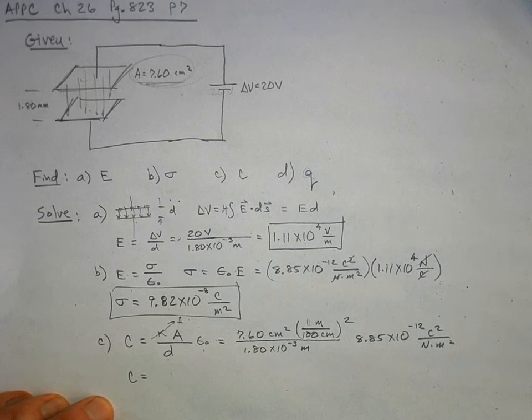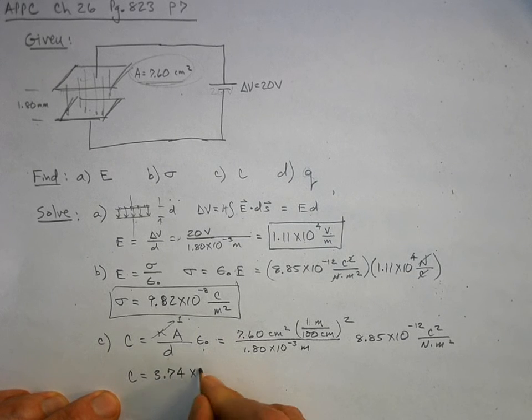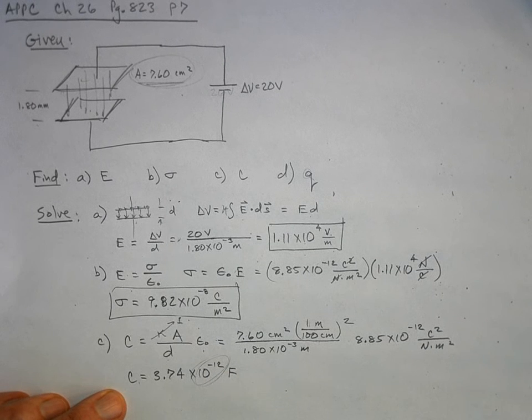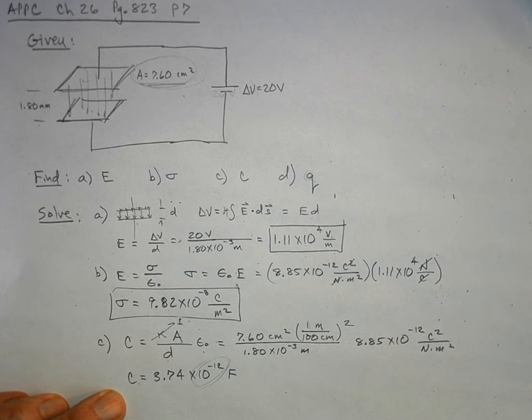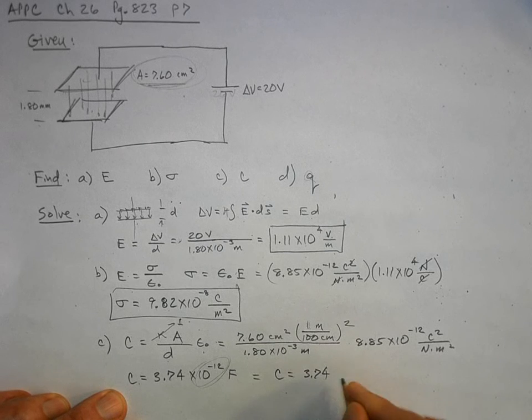So C is equal to 3.74 times 10 to the negative 12, and what are the units here? Farads. Now, times 10 to the negative 12 is fairly common. Anybody know what the abbreviation for 10 to the negative 12 is in the metric system? Pico. It's pico. Yeah. So you can write this as C equals 3.74 picofarads.